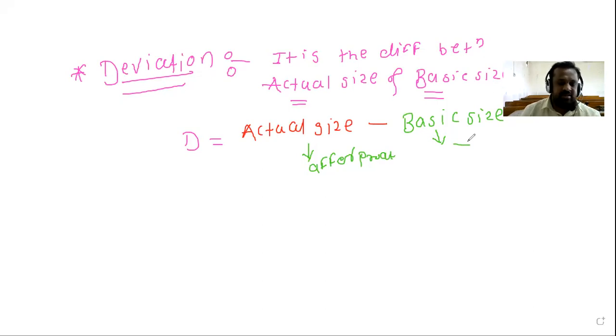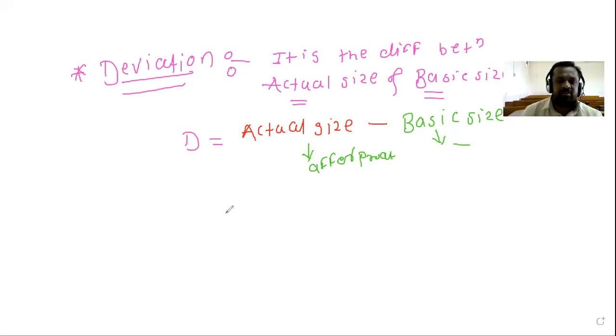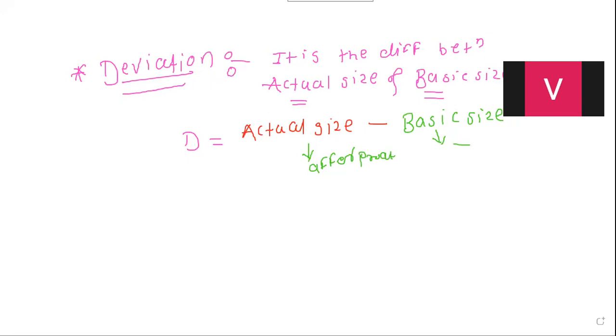For example, the remaining students, please give me a reply. What is meant by the actual size? Size of part after production. Okay. After the production, whatever size you are measuring, that size is called as the actual size. And what is meant by the basic size? Yes, remaining. Size of part after giving tolerance.